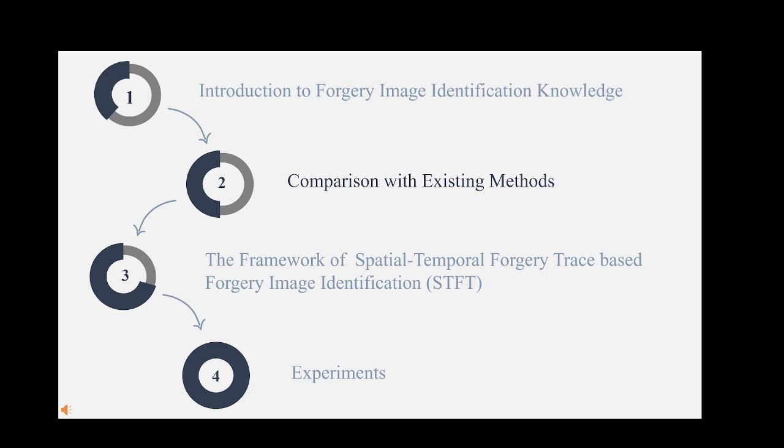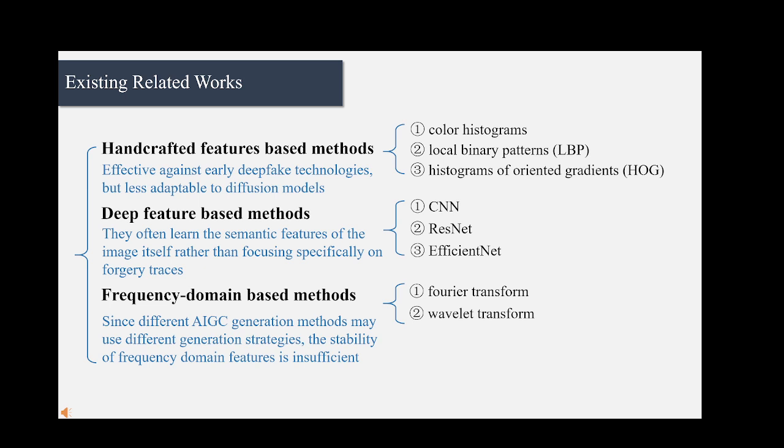Comparison with existing methods. Current deepfake image detection methods primarily rely on extracting handcrafted features, deep features, and frequency domain features for forgery identification. Handcrafted feature-based methods typically extract statistical features, such as color histograms, local binary patterns, and histograms of oriented gradients, to detect forged images. While these methods may be effective for early deepfakes, they are less adaptable to images generated by diffusion models and struggle to cope with evolving attack strategies.